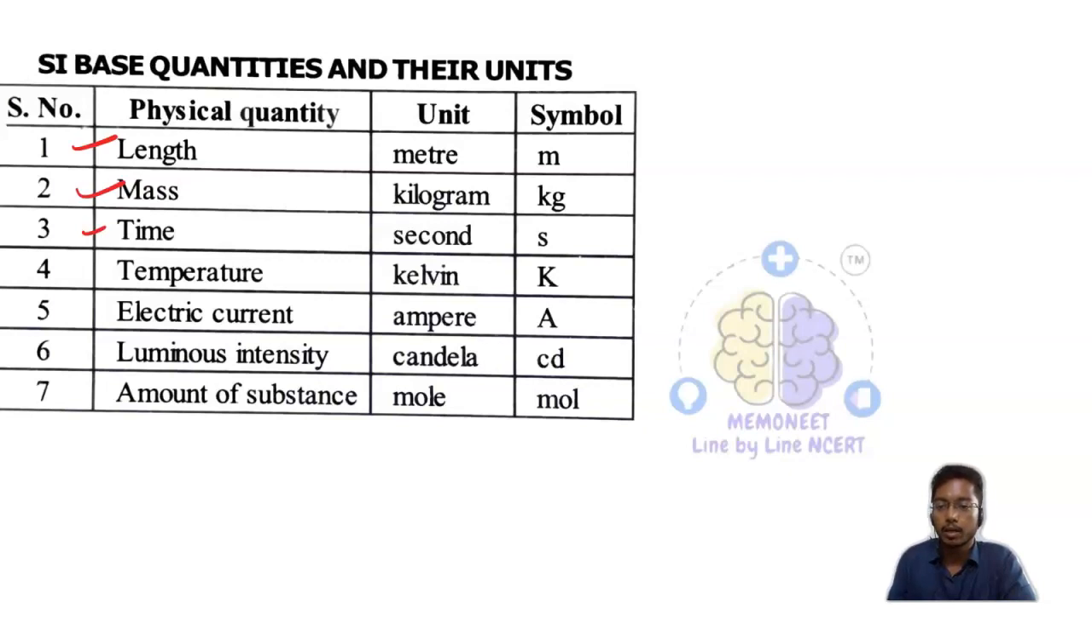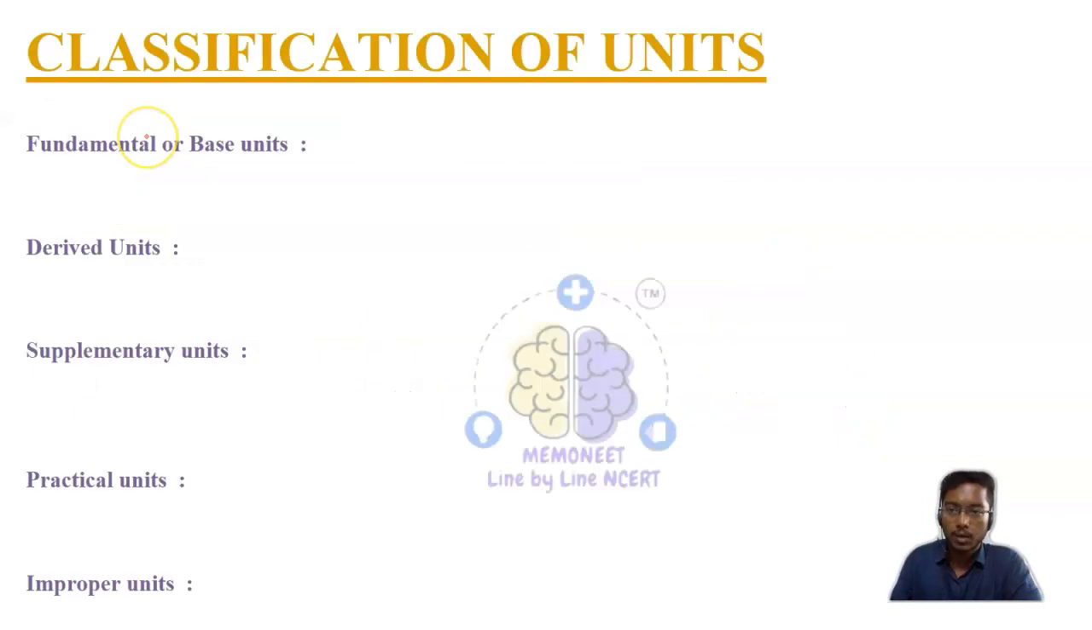And temperature, for temperature the unit is Kelvin and the symbol is capital K, mark it. Electric current is also an SI base quantity. We have the unit as ampere and the symbol as capital A. And luminous intensity, the unit is candela and the symbol is cd. And the amount of substance, the unit is mole and the symbol is mol.